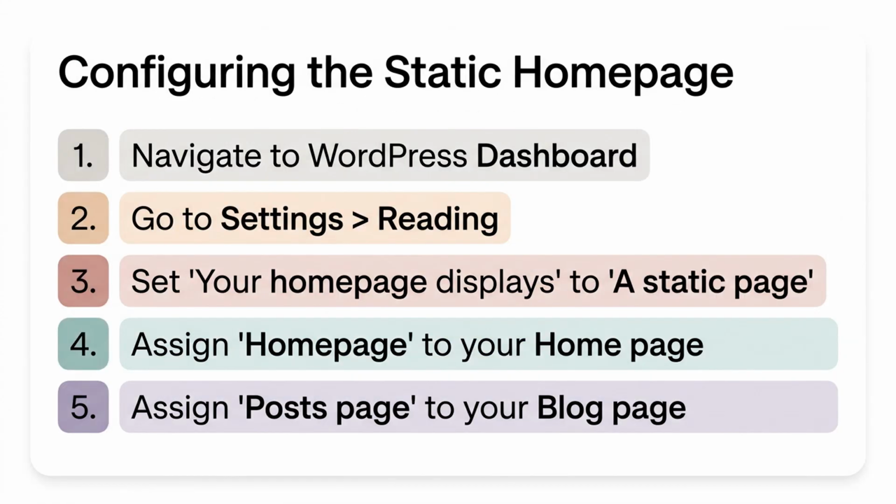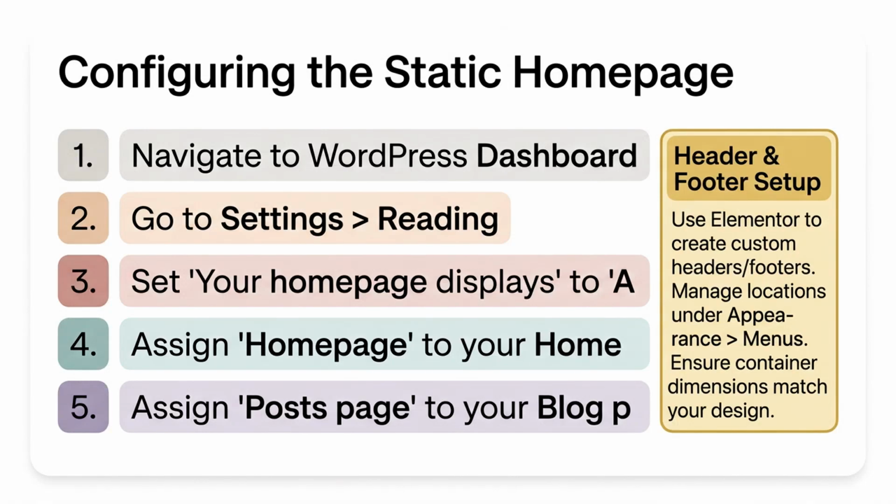A frequent issue when setting up a new WordPress site is that the homepage doesn't display correctly, or the URL shows unnecessary paths. To fix this, you must navigate to the backend settings. Under the reading settings, you need to explicitly tell WordPress to use a static page. Assign your designed homepage as the homepage, and your blog page as the post page. This ensures visitors land exactly where you want them to.